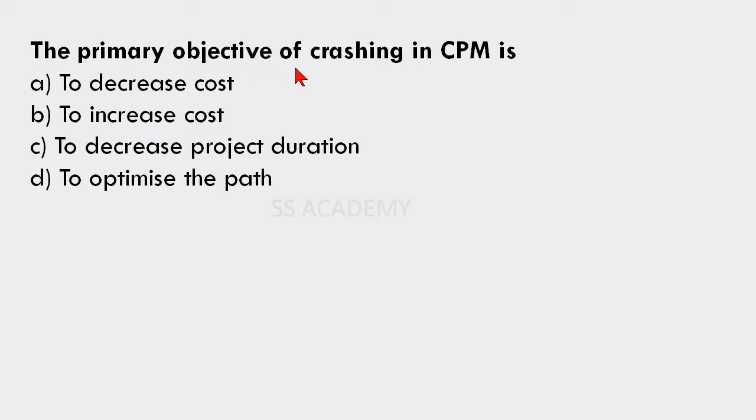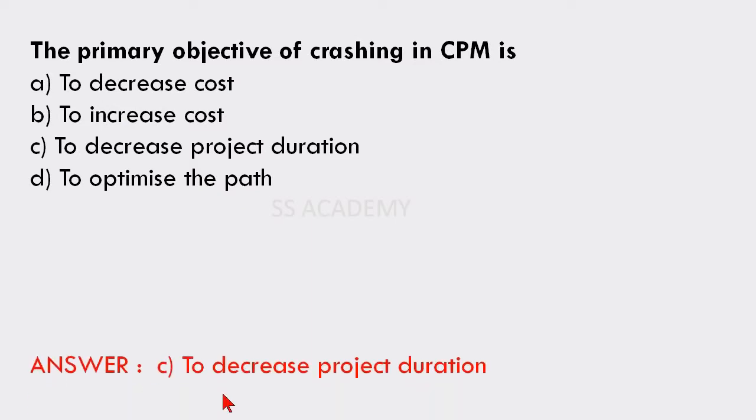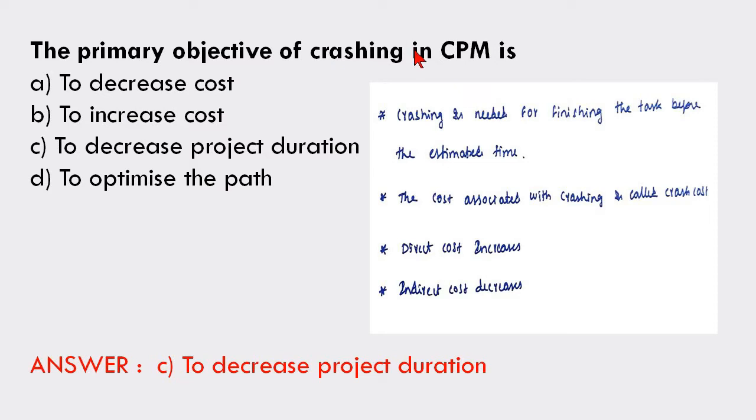The primary objective of crashing in CPM is to decrease cost, to increase cost, to decrease project duration, or to optimize the path. The answer is to decrease project duration. The primary objective of crashing in CPM is to decrease project duration. And crashing is a very important topic.